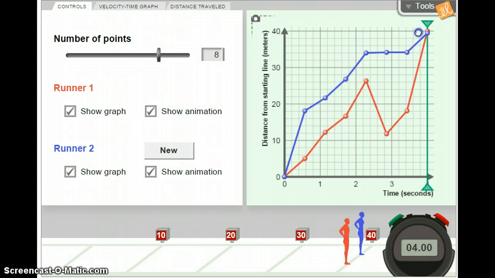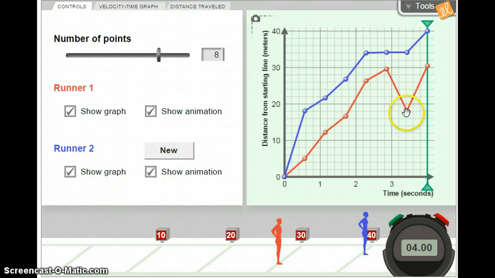So here, we might have the challenge be that the blue runner winds up winning, say, by 5 or 10 meters. And just arranging that here. Let's say this would be a profile that would have the blue runner winning by 10 meters before the race was over.